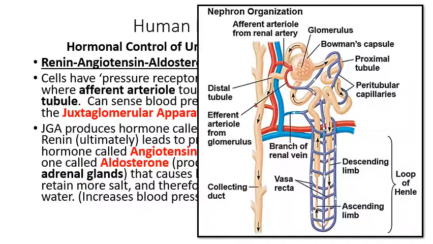All right, so right there is the juxtaglomerular apparatus. That area where the arteriole and the tubule make contact is referred to as the juxtaglomerular apparatus, which can physically sense the blood pressure. And if the blood pressure is too low, it will release renin, which leads to the production of angiotensin and aldosterone, which in turn cause the kidneys to retain more water.